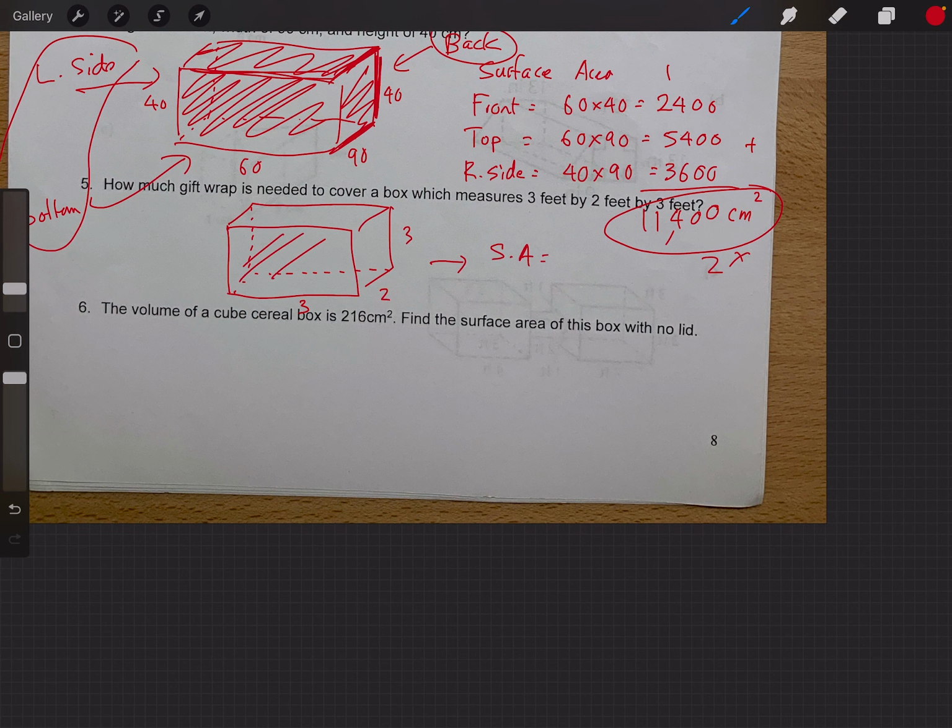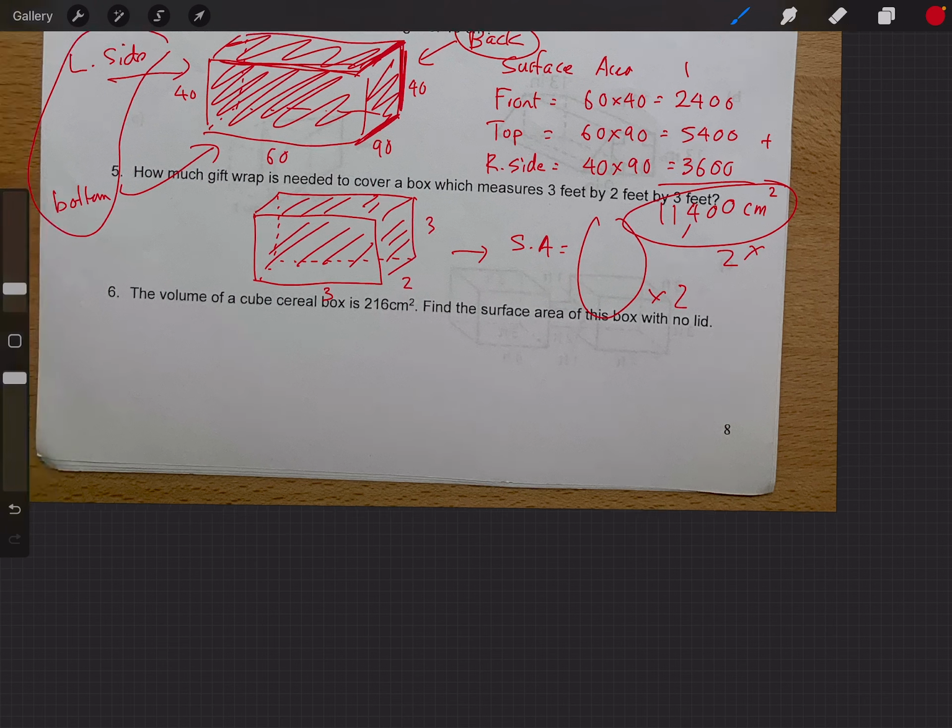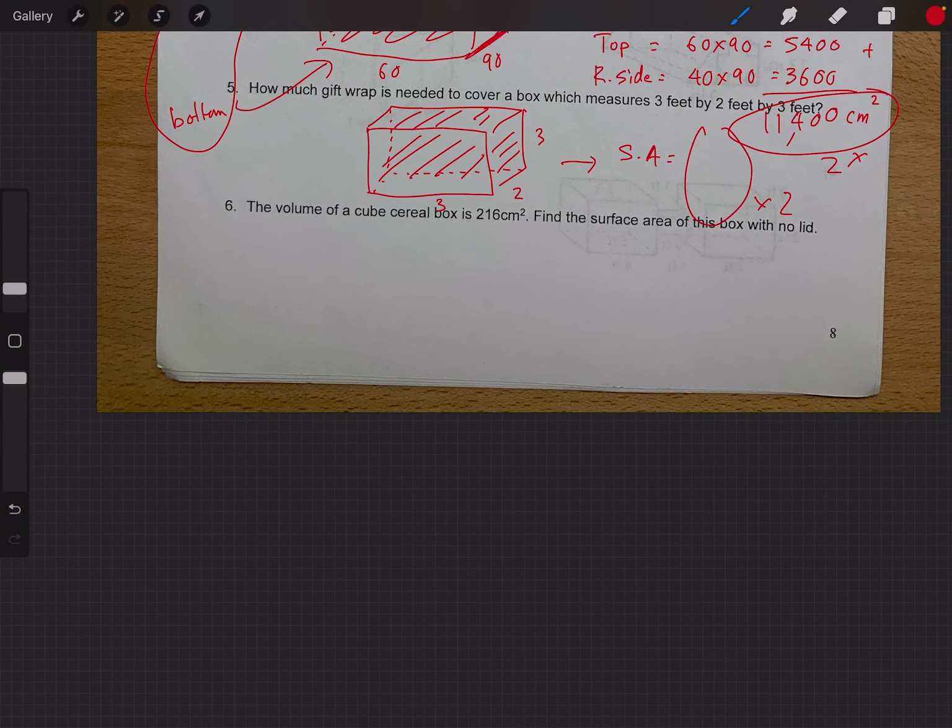Find the area of the front face, find the area of the top face, find the area of the side face, add them all together, get a total, and then times it by 2 to get the rest of the back, the left and the bottom face.